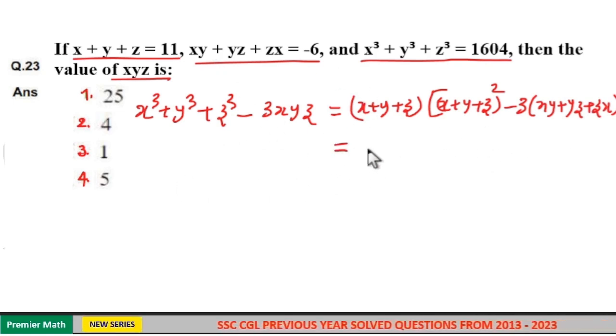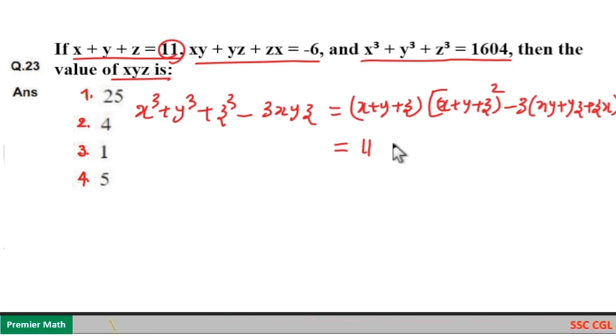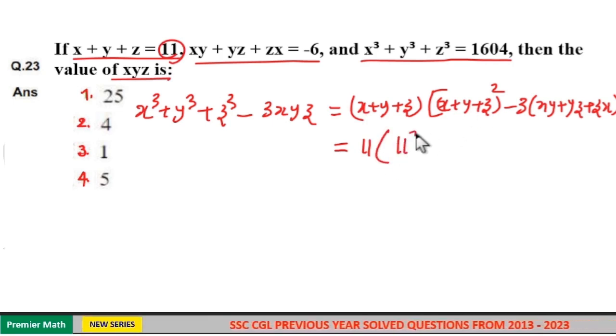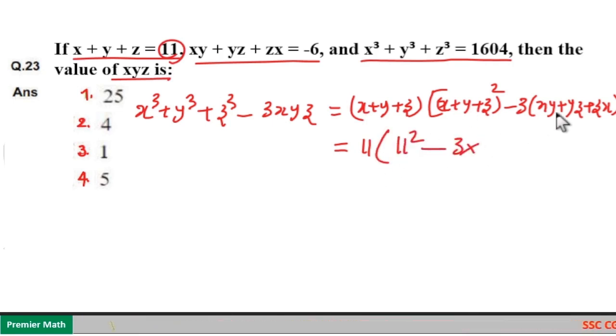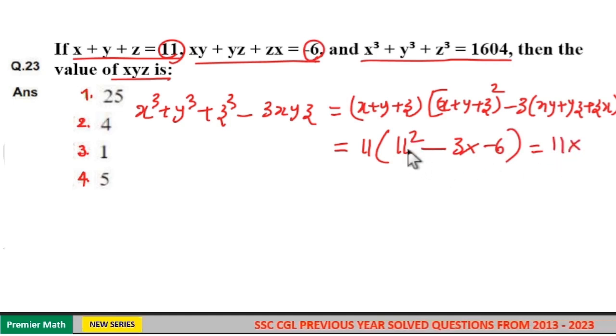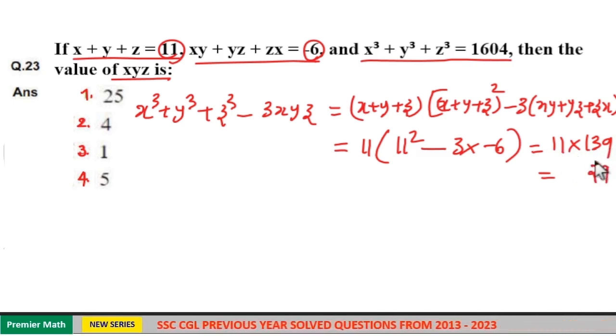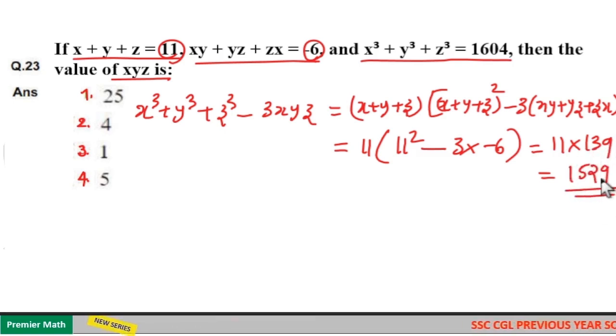So x plus y plus z is 11, and this will become 11 square minus 3 into minus 6. Now this will become 11 into (121 minus 3 into minus 6, which is plus 18). So 121 plus 18 is 139. Now you are multiplying a number with 11, so write 9 here. 9 plus 3, 12. 3 plus 1, 4. 4 plus 1, 5. 1. So 1529 is 11 into 139.